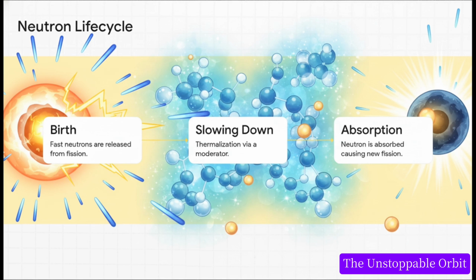We also call this thermalization. We use a moderator, which is very often just ordinary water, to literally bounce the neutrons around, bleeding off their kinetic energy until they are slow enough to actually be captured. And finally, we have step 3, diffusion and absorption. Our newly slowed down thermal neutron drifts along until it's either happily absorbed by another fuel atom to trigger a new fission, or it's just lost to other materials.